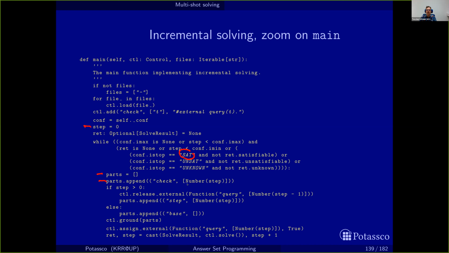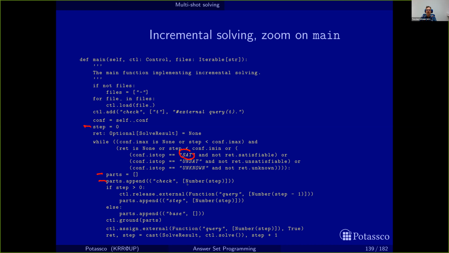We ground all the programs in the parts variable. We activate the query because this is an external, so we can activate it by setting it to true. And now we solve it, and we increment the step. Now we solve it and now we analyze the result. Let's say the result was unsat, right? Then we go again through the loop, but now the step is 1.